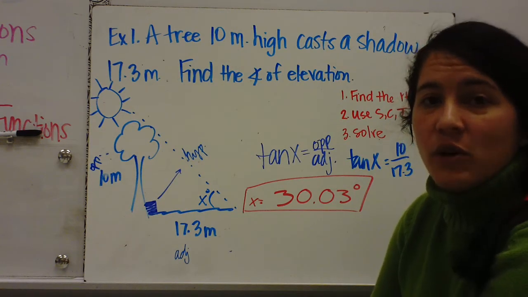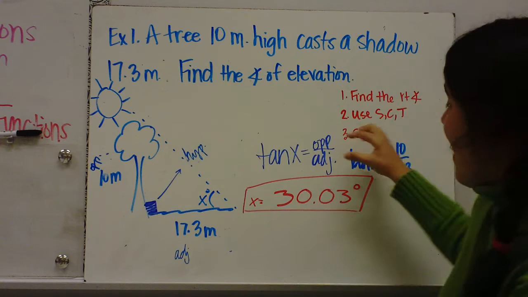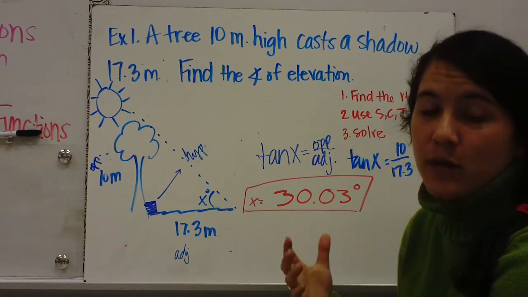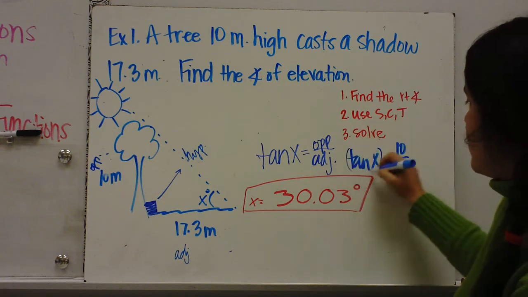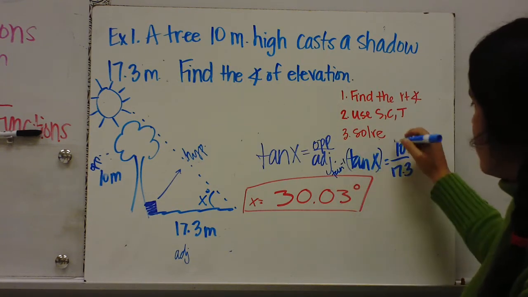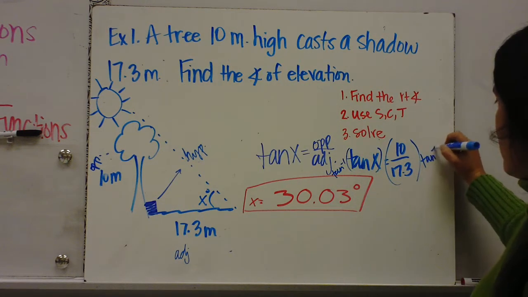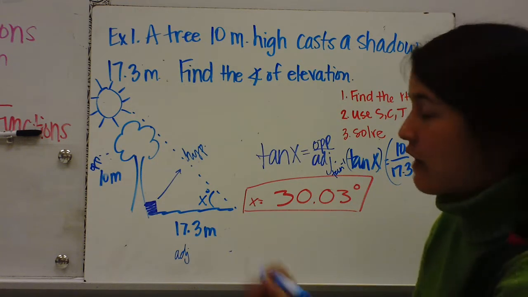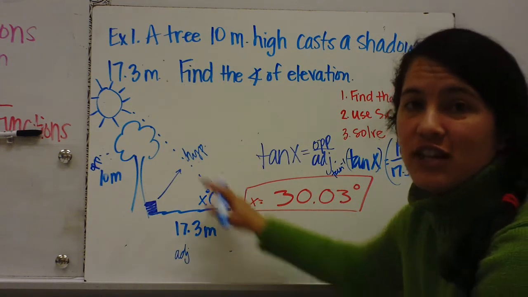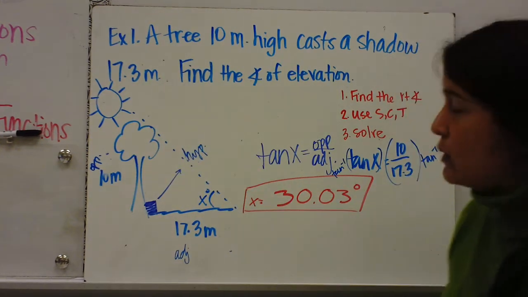Because we are using tangent to find the angle, for this problem we have to use the inverse tangent on both sides, so tangent inverse. When you do that, you're going to get about 30 degrees. So this angle of elevation is looking up at a 30-degree angle.